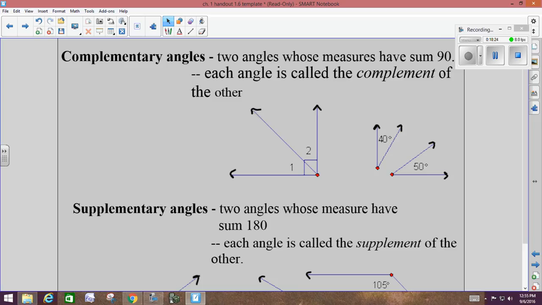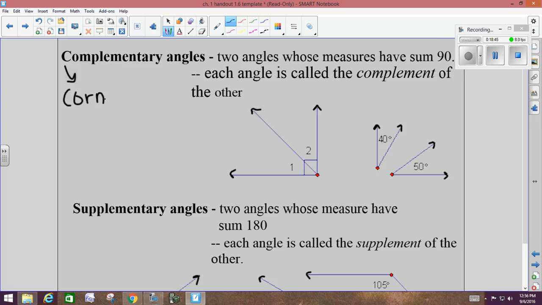Supplementary angles, 2 angles that have a sum of 180. Nathan, Pop, when you hear sum, what do you think of? Good. So supplementary are 2 angles that add up to 180. Again, only 2. Can't be 60, 60, and 60, because that's 3 angles that add up to 180. These come in pairs.